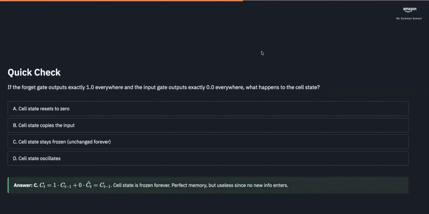So the answer is C, as C_t equals C_(t-1) plus 0 times C_t dash, which is equal to C_(t-1). So the cell state never changes at all, and it's perfect memory in the sense that nothing gets lost, but it's completely useless because no new information can get written in either.